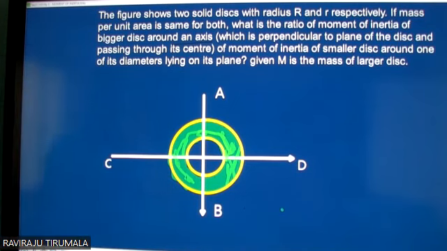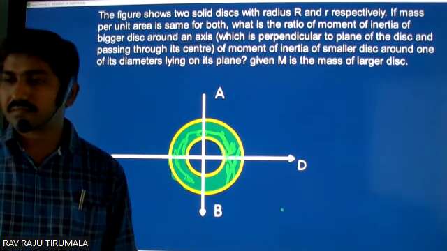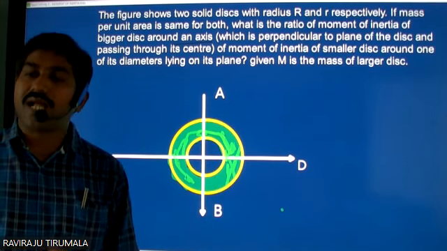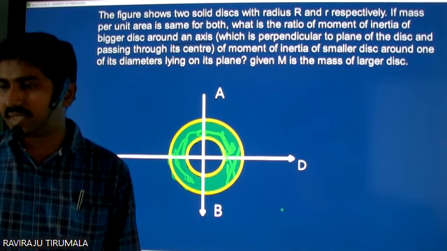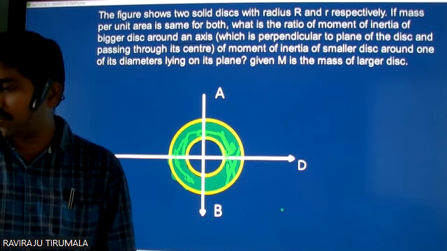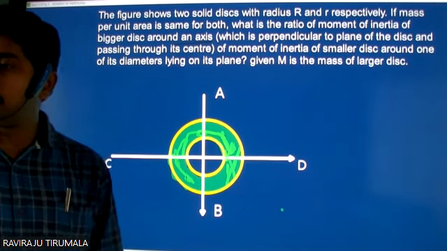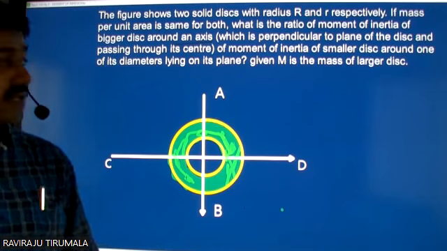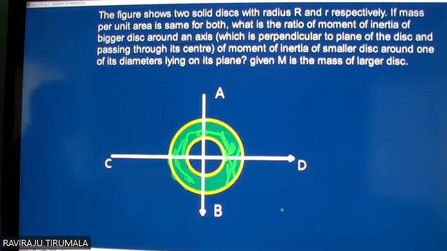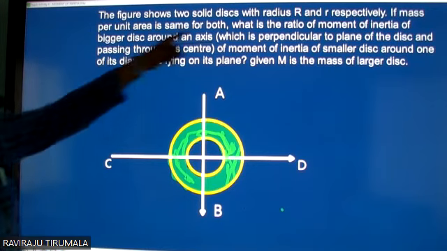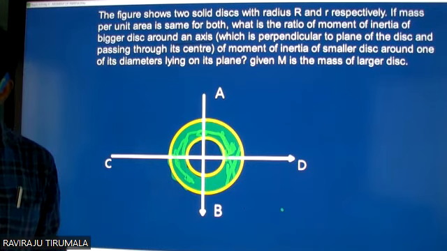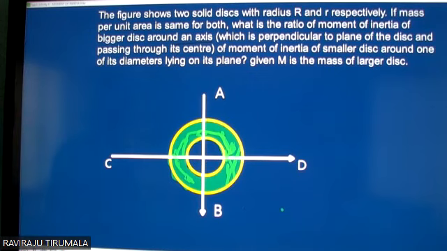Mass per unit area, that is nothing but density. In terms of volume, we consider mass by volume; in case of areal objects, we can take mass per area. In case of linear objects, mass per length. But here it is a disk given, so thickness is negligible, so they have taken only area. So density is taken as mass by area, and that is the same for both. What does it mean? Density is the same only. Next.